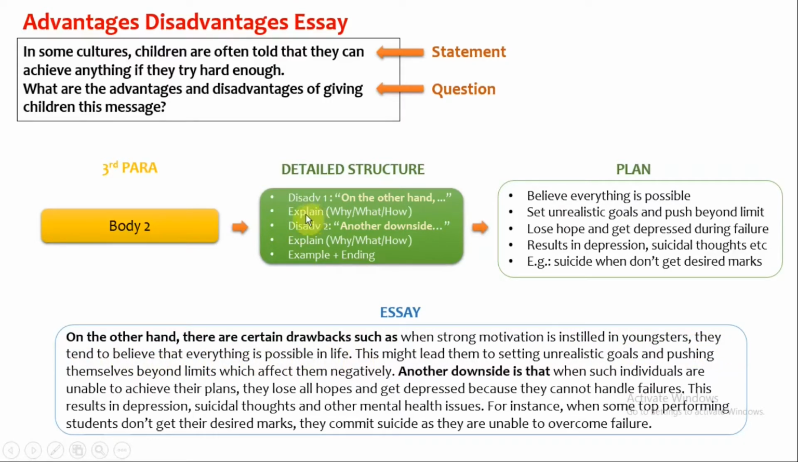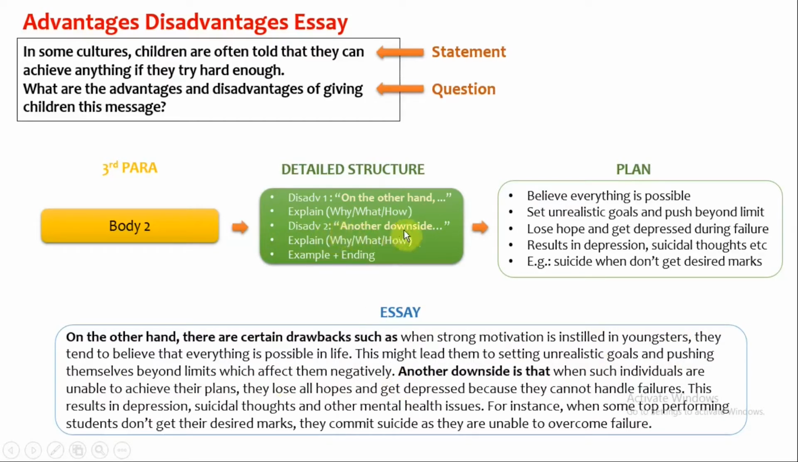Next, second sentence should explain the first sentence. You can explain the why or what or how to give explanation. Here I am giving explanation for what. What will happen when students believe everything is possible? Plan says set unrealistic goals and push beyond limits. So the second sentence will be, this might lead them to setting unrealistic goals and pushing themselves beyond limits which affect them negatively.